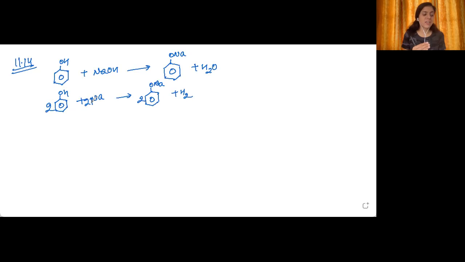Let's now move on to the second part of the question. Compare acidity of phenol with that of ethanol. Phenol and ethanol, we need to compare the acidity of both. Now what is the acidity? Acidity is the tendency of a molecule to release proton. Both of these release proton. One is a strong acid and the other is a weak acid. Phenol is stronger than ethanol. We need to explain why phenol is a stronger acid than ethanol.